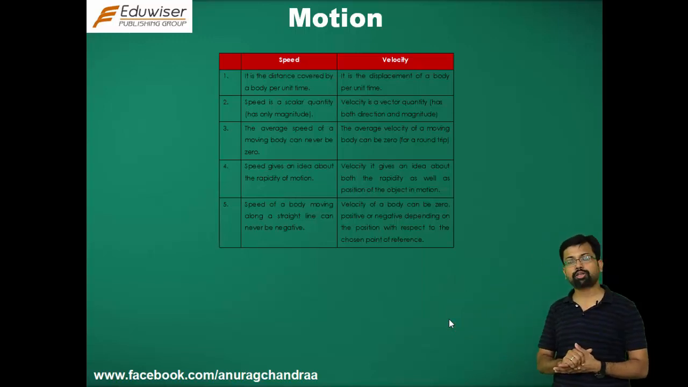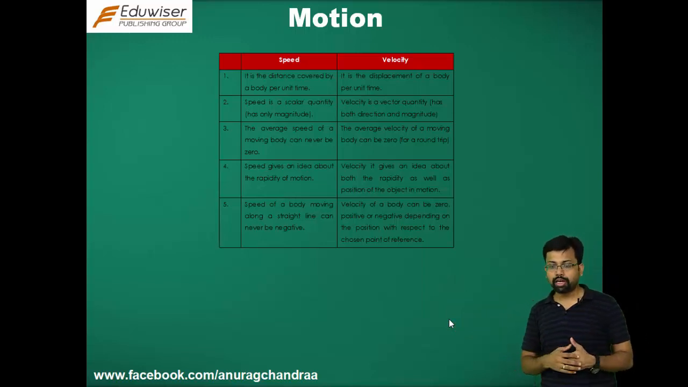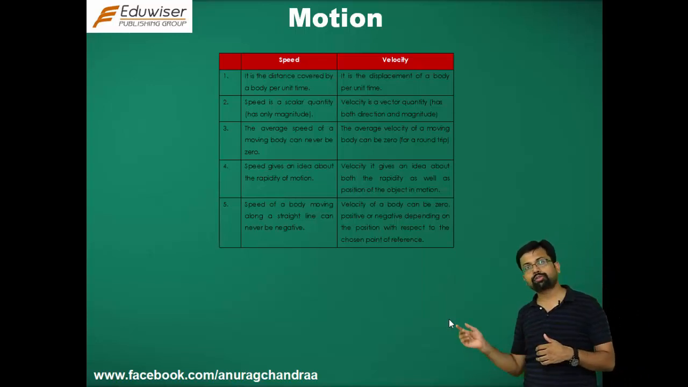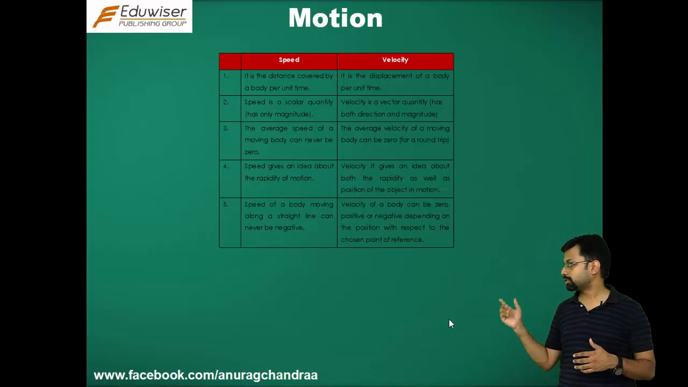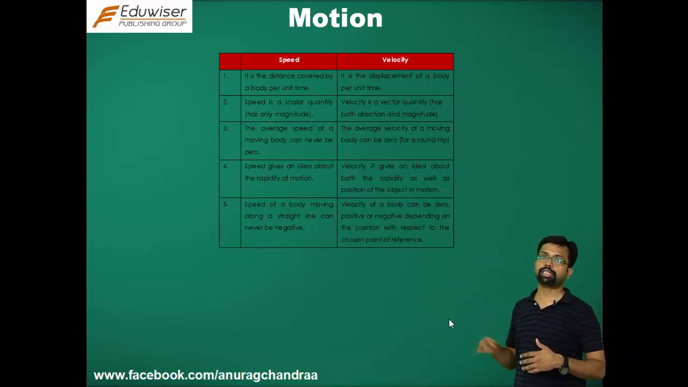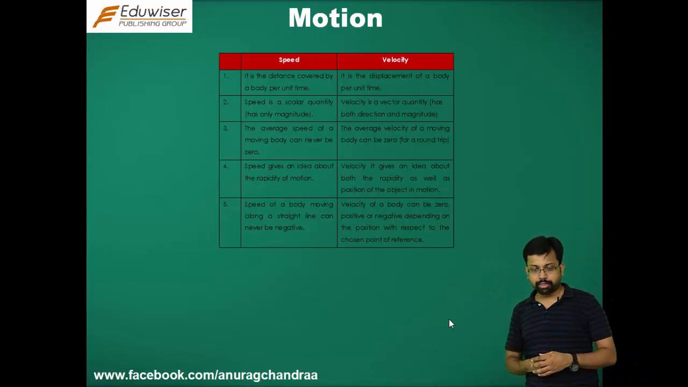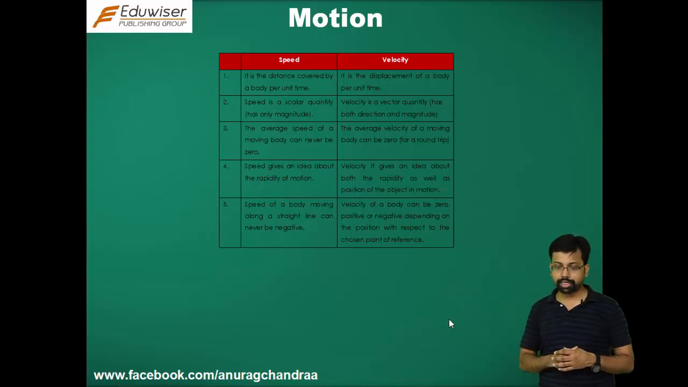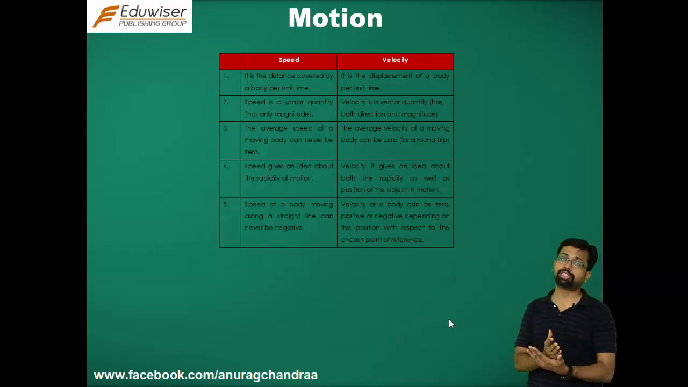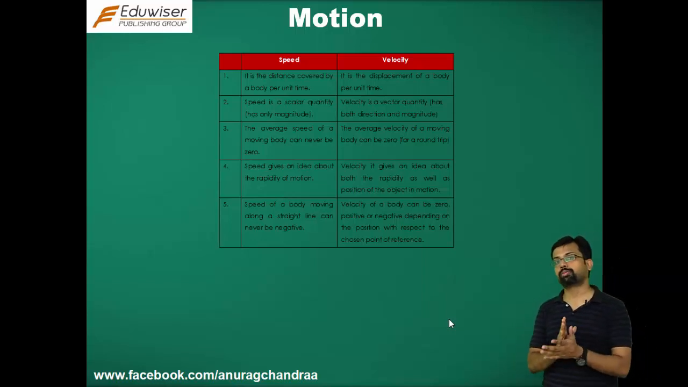Speed gives an idea about the rapidity of motion, whereas velocity gives you an idea about the rapidity as well as the position of the object in motion, because there is a sense of direction involved, so you would know where the object is at the end of the journey. The speed of a moving body along a straight line can never be negative. Speed can never be negative, again because the distance can never be negative.